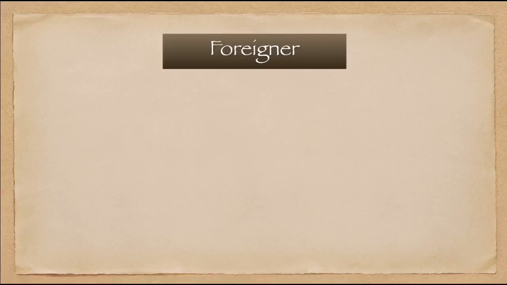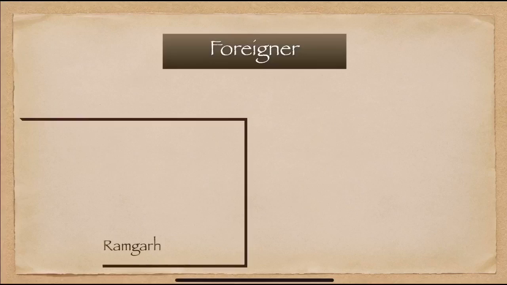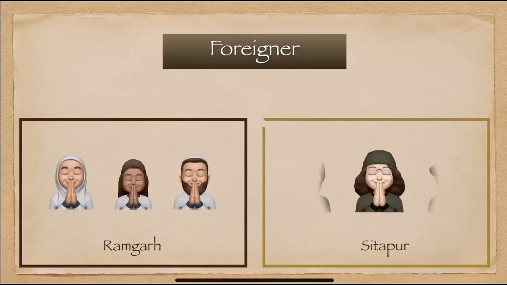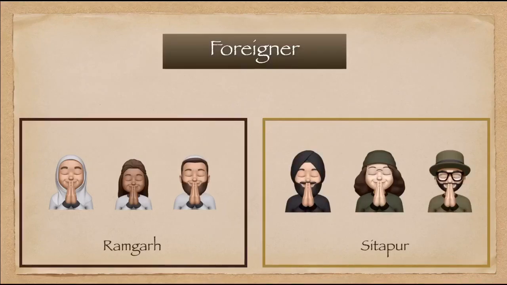So, when you hear the word foreigner, what do you think? You think of someone who is not an Indian, right? Someone who has come from another country. But in the medieval period, a foreigner was any stranger who was not a part of that society. For example, say Ramgarh is a village. Sitapur is another village. So, in medieval times, people of Ramgarh were foreigners to people of Sitapur, and people of Sitapur were foreigners to people of Ramgarh.